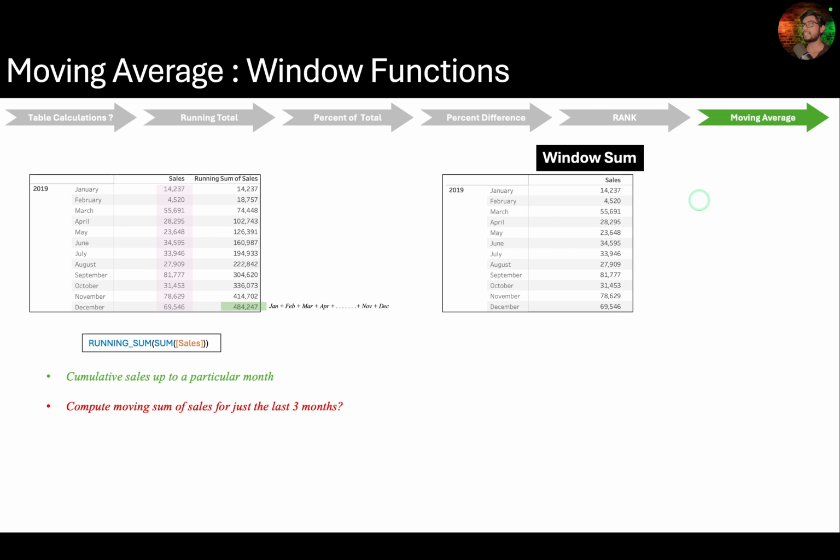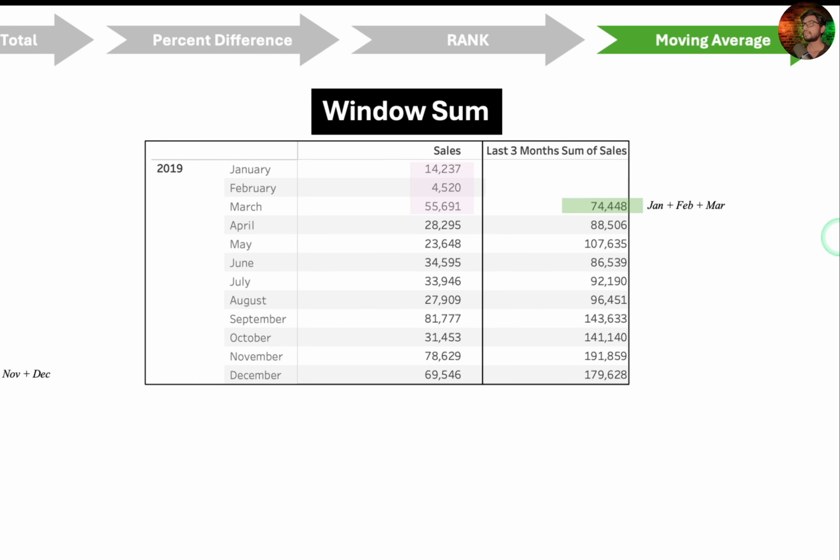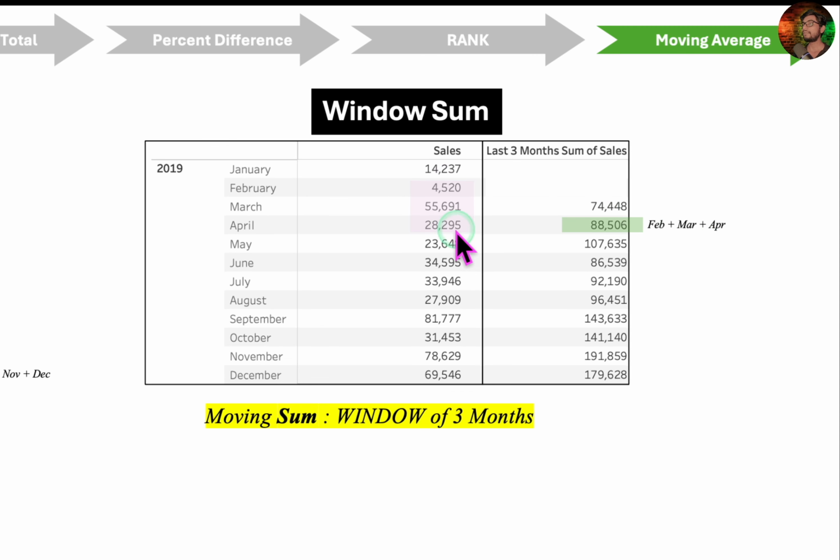So here's what's happening. We've got a sliding window of 3 months. And for each window, we add up the values inside it. So for the first 3 months, January, February and March, the total comes out to about 74,000. Then we slide the window down by 1 month. Now it covers February, March and April. And the sum of this set is roughly around 88k.